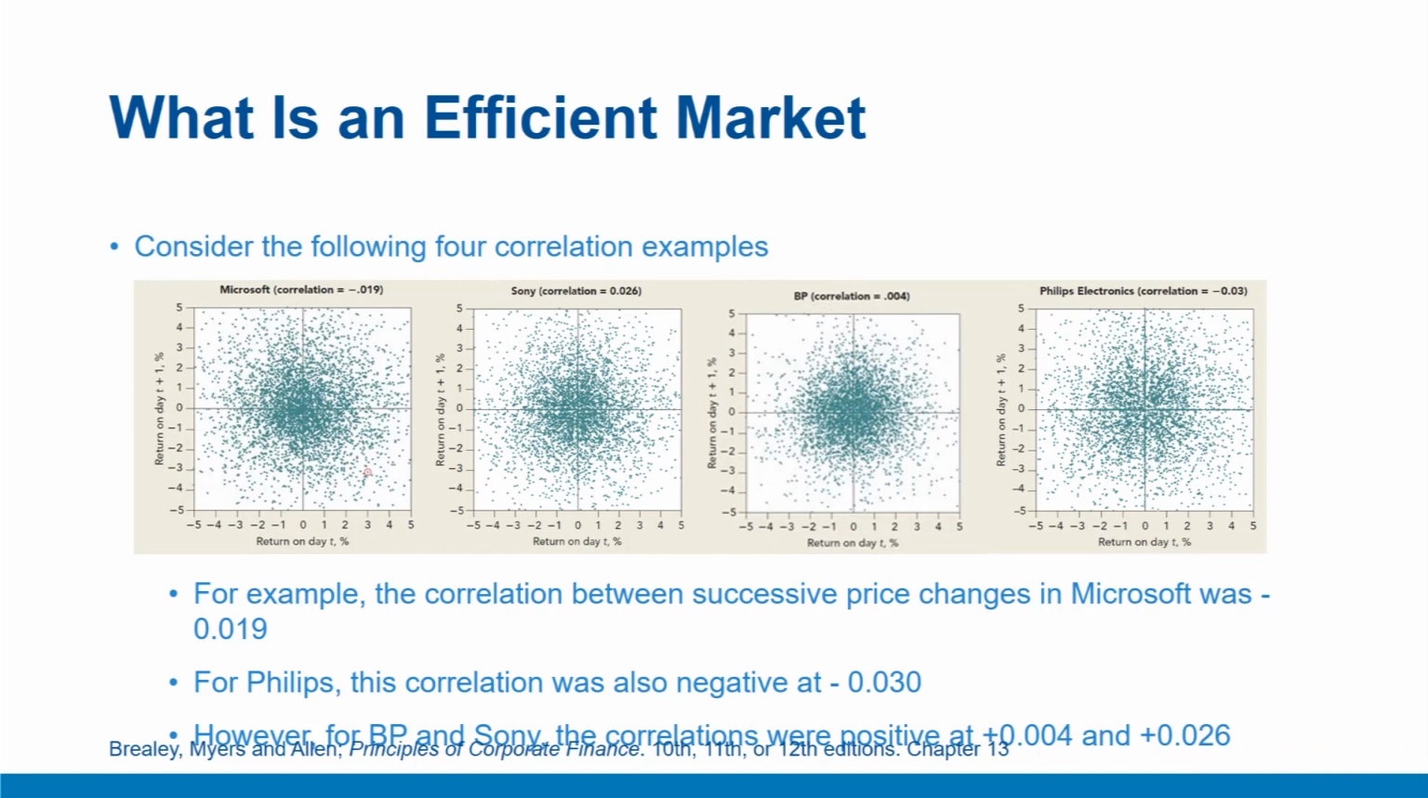For Philips, this correlation was also negative at minus 0.30. However, for BP and Sony, the correlations were positive at plus 0.004 and plus 0.026 respectively. In these cases, there was a negligible tendency for prices to rise and to be followed by further price rises.